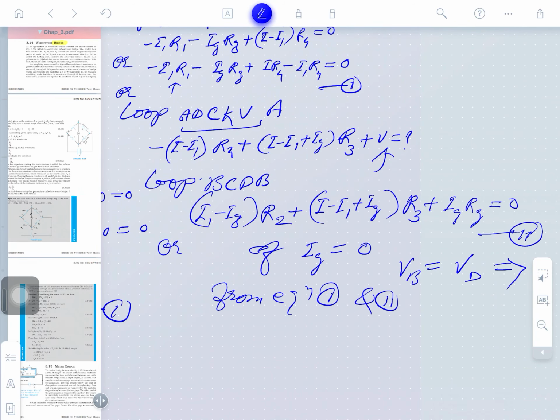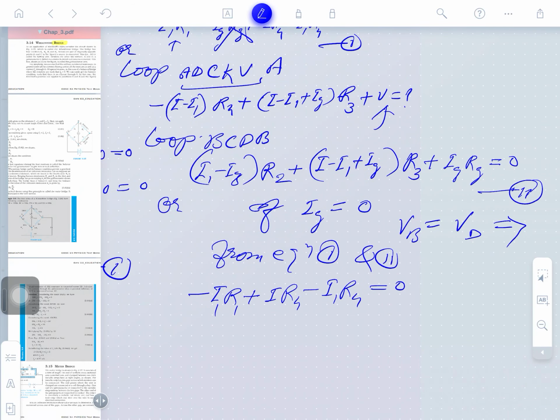First equation is what? The Ig term will cancel. So here we will have minus I1 R1 plus I R4 minus I1 R4 is equal to 0. That is the first equation. The second equation is what? With Ig 0, I1 into R2 plus (I minus I1) R3, plus this term which becomes 0, is equal to 0. Clear?